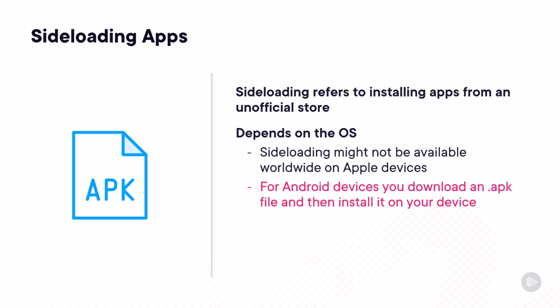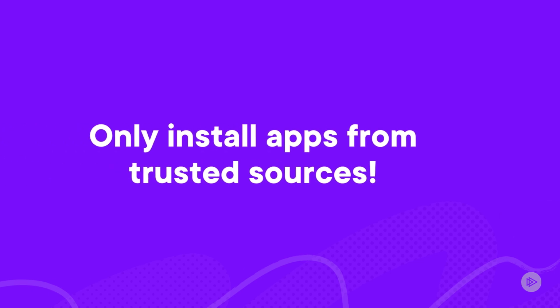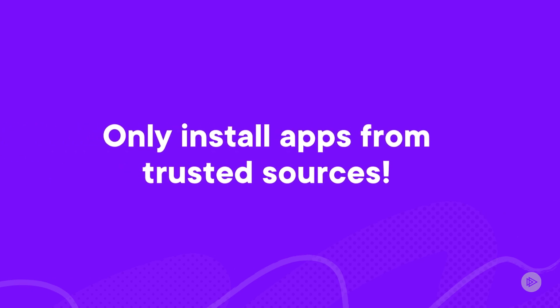For Android, it's something that was always available. You simply download the APK file and then install it on your device. Remember that sideloading apps bypasses all the security and privacy features implemented by the manufacturer. So a very important reminder is to only install apps from trusted sources.